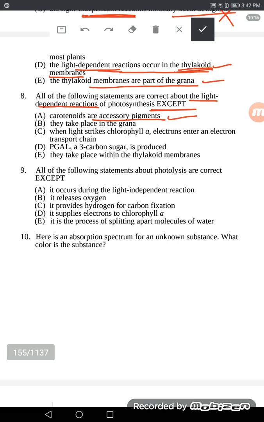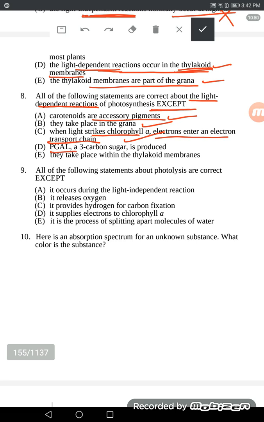So this is true. They take place in the grana. Yes, we said that, and we agree with this. The process takes place in the grana. When light strikes chlorophyll A, electrons enter an electron transport chain. Again, this is true. When the light strikes the chlorophyll A molecule, the electrons start to move through an electron transport chain. This is true.